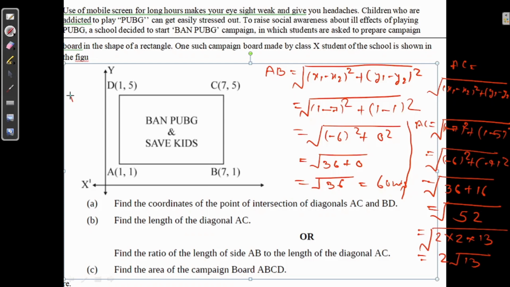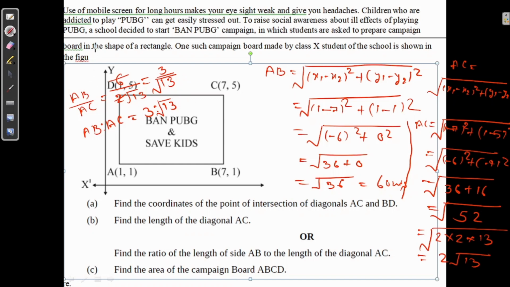Now I have to find AB upon AC. Value of AB you can see it is 6. Value of AC you can see it is 2 root 13. I will solve it. So I will get 3 by root 13. So the desired ratio of AB and AC will be 3 is to root of 13. So now this is my answer. I think it is very easy to solve.